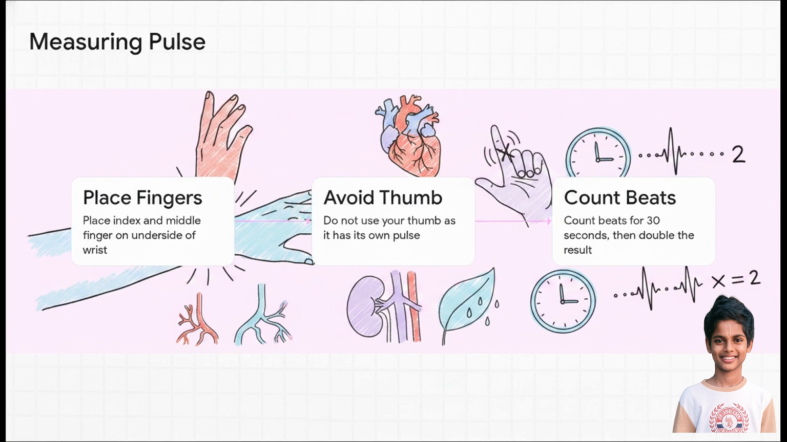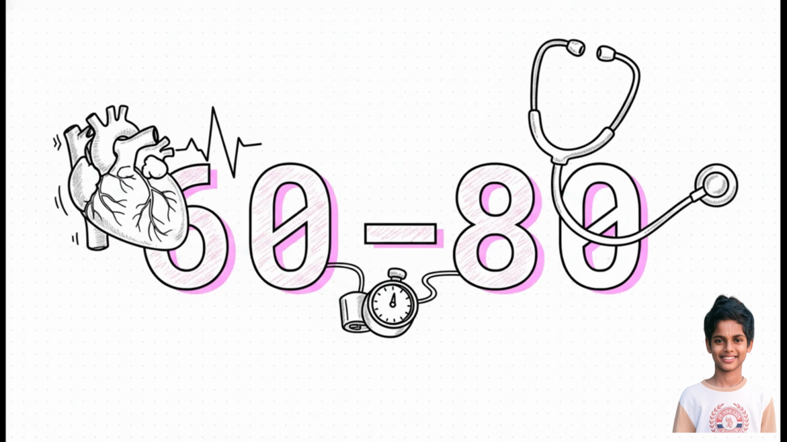Do absolutely not use your thumb to check. Why? Because your thumb literally has its own pulse, and it's going to completely mess up your count. So you just count those throbbing beats for 30 seconds, double that number, and boom, you've got your pulse rate. So what number are we looking for here? Lock this into your brain for the exam. It's 60 to 80 beats per minute.